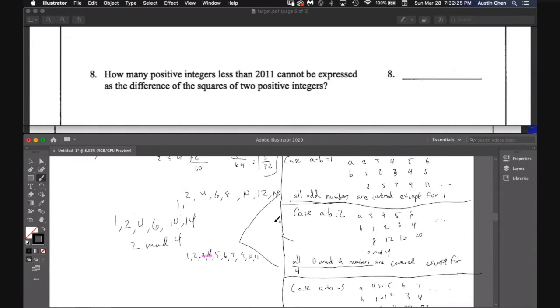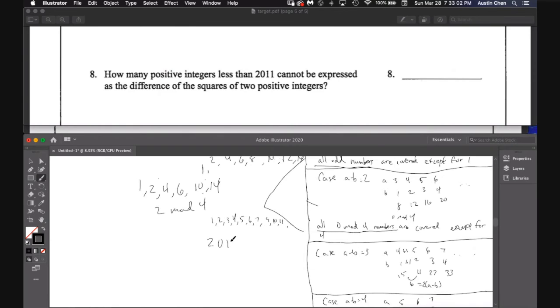And we also will count 4 because it is not in this set, and it is also not in this set because it's not an odd number. But otherwise, all of our other numbers will just be 2 mod 4 numbers. So all 2 mod 4 numbers will be in here, and all of the numbers that are in here will be 2 mod 4. So now we just need to count this set of numbers. We need to count how many numbers are in the set that are also less than 2011.